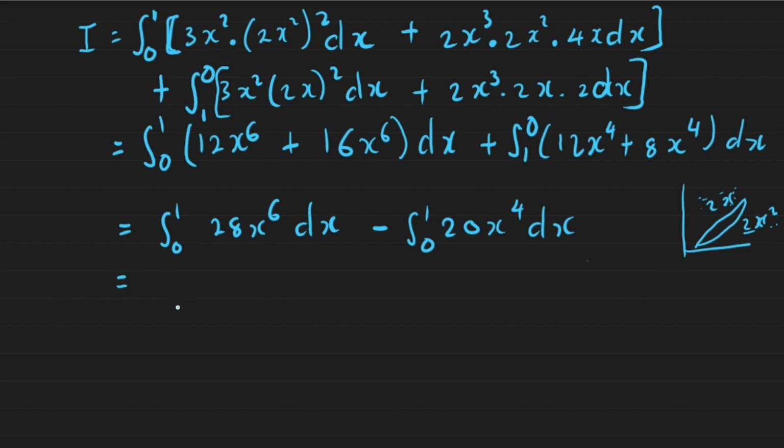So if we now integrate these terms, what do we get? X to the power 6 becomes x to the power 7. 7 times what gives us 28? Well, that's 4.